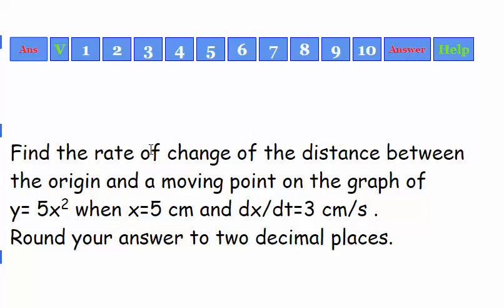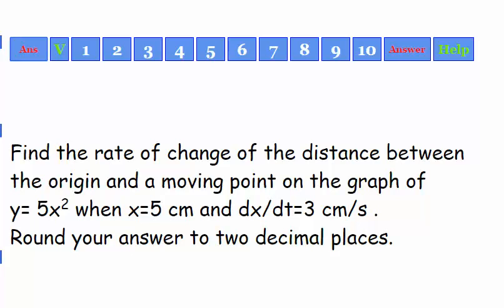Okay, this is the actual problem we're going to be working. It says find the rate of change of the distance between the origin and a moving point on the graph of y equals 5x squared when x equals 5 centimeters, dx over dt equals 3 centimeters per second. We're going to round our answer to 2 decimal places.